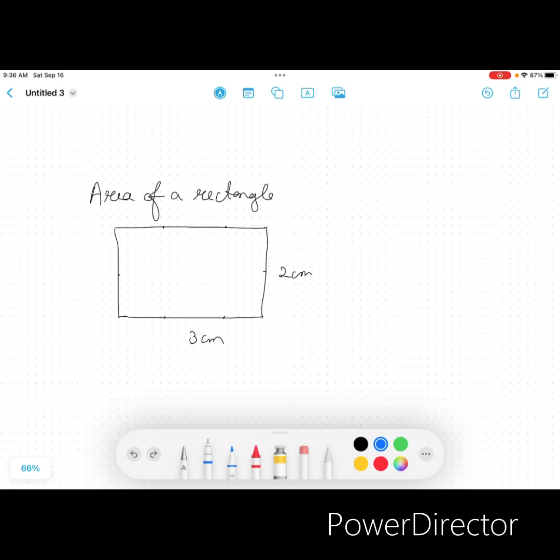Like in this example, if I divide it into 1 centimeter each blocks, I can easily say that there are 6 square units. 1, 2, 3, 4, 5, and 6. And we can find it either by counting each one of them or by simply multiplying 3 centimeter multiplied by 2 centimeter, which gives us 6 centimeter square.